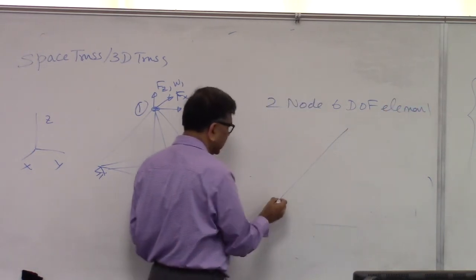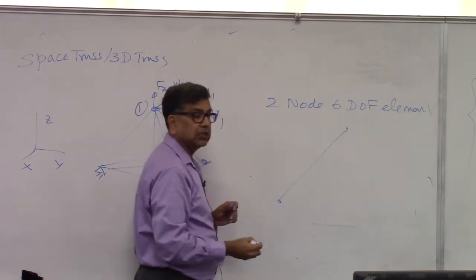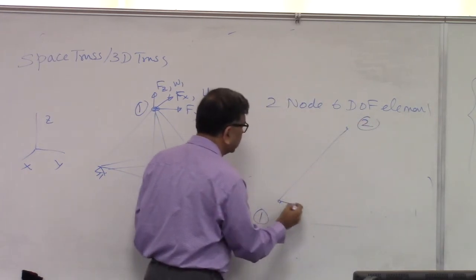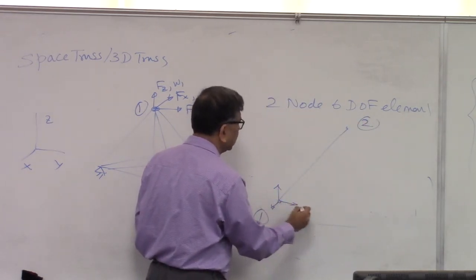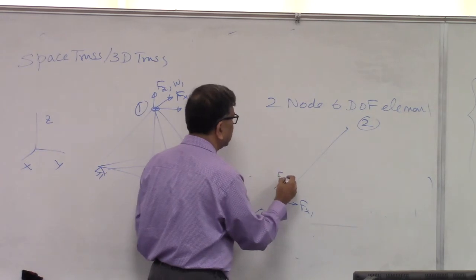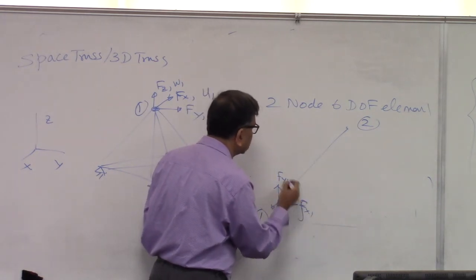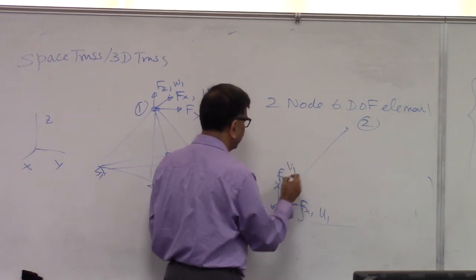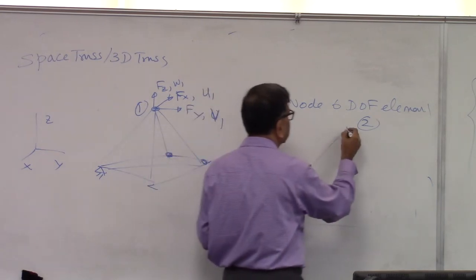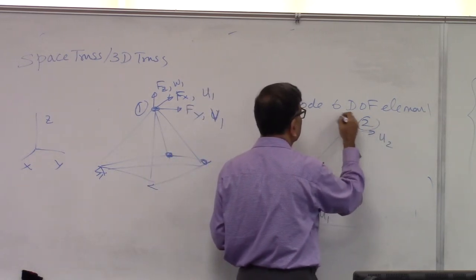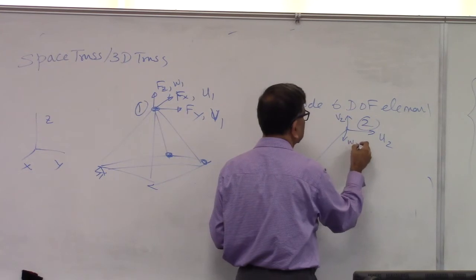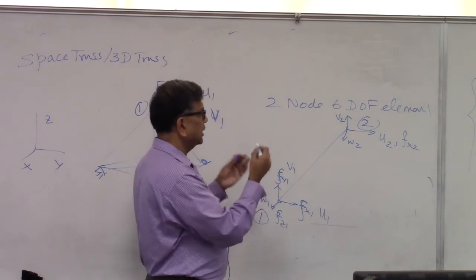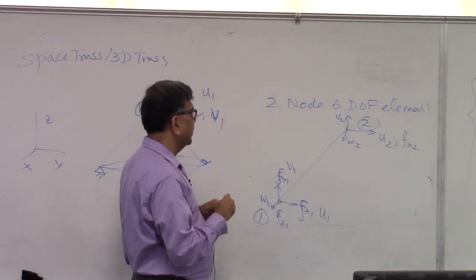So if you draw the free body diagram of a 3D truss element, let's say this is the first node, node 1, node 2, it will have three forces, Fx1, Fy1, Fz1, corresponding displacement U1, V1, W1. Then here you'll have U2, V2, W2, and then corresponding forces, Fx2, Fy2, Fz2. There are six forces acting on the member, and there are 6 degrees of freedom.